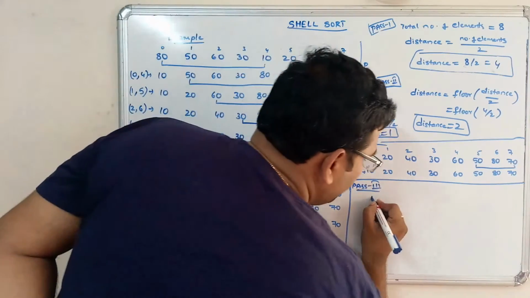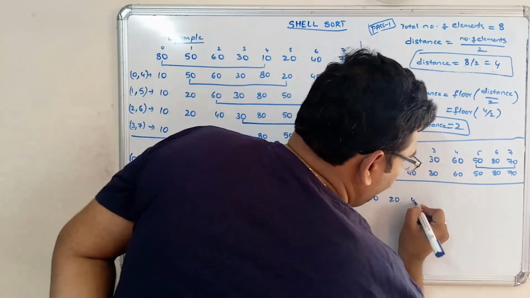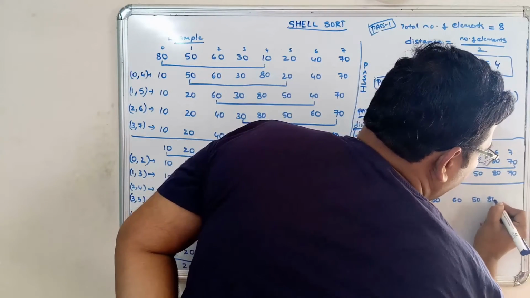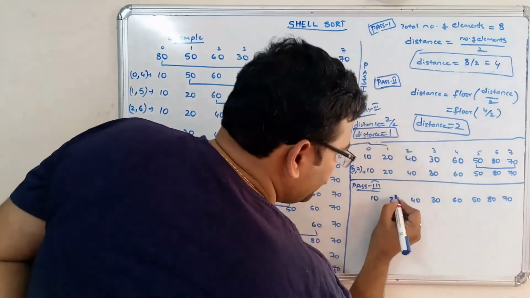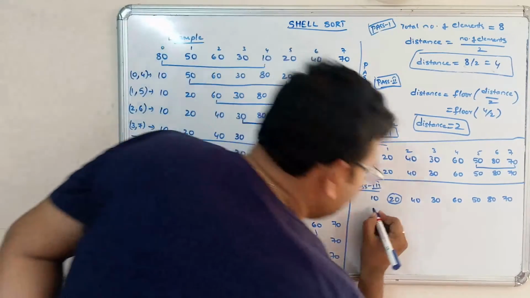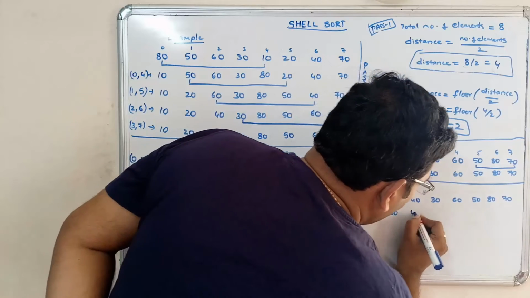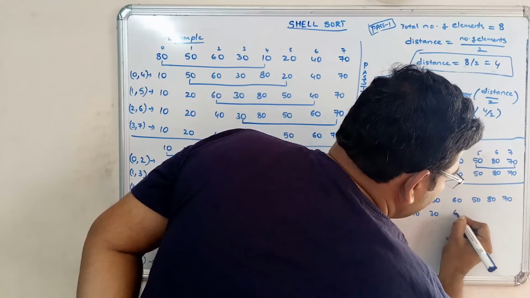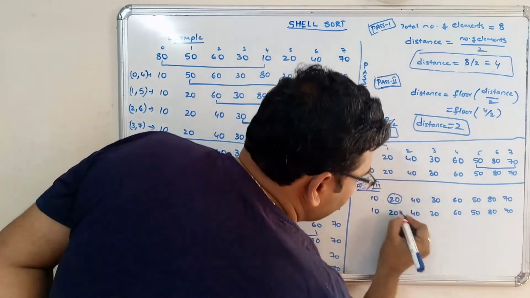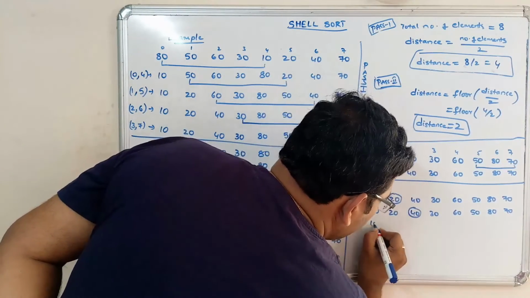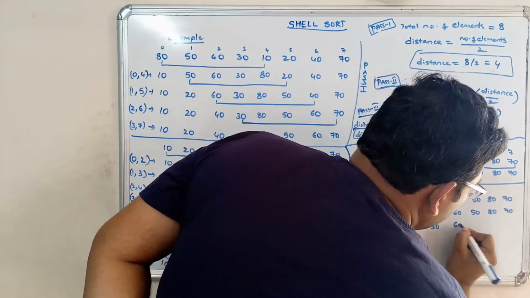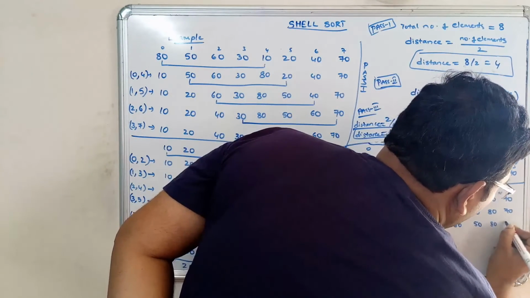So first 10, 20, 40, 30, 60, 50, 80 and 70. So first 20 is compared. So 20 is greater than 10. So 10, 20, 40, 30, 60, 50, 80 and 70. Next 40 is compared. So 10, 20, 40, 30, 60, 50, 80 and 70.